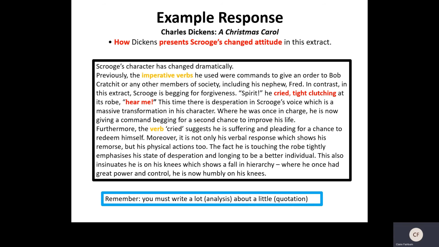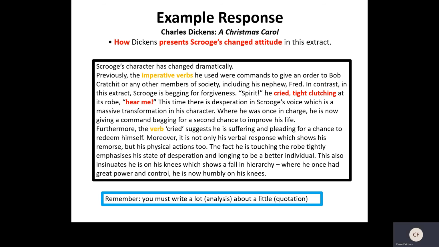Moreover, it is not only his verbal response which shows his remorse, but his physical actions too. The fact he is touching the robe tightly emphasizes his state of desperation and longing to be a better individual. This also insinuates he is on his knees, which shows a fall in hierarchy. Where he once had great power and control, he is now humbly on his knees.